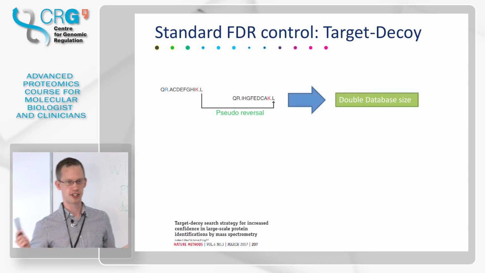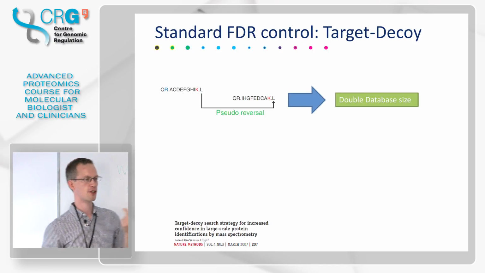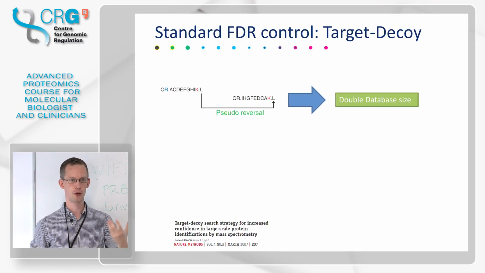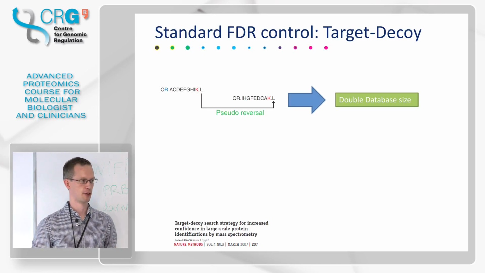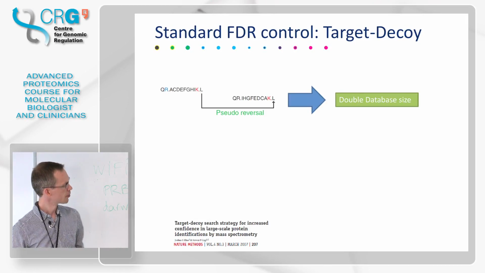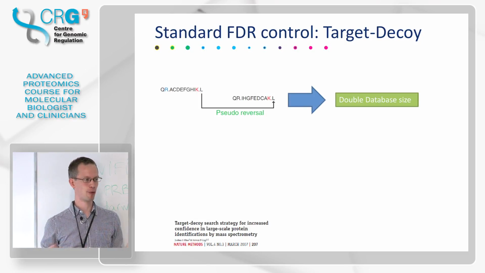So that's what I call the gold standard, FDR. This means the false discovery rate. We're trying to control how many false positives we get. For this, we do a simple trick when we create the database. We have some database originating from human or somewhere else.